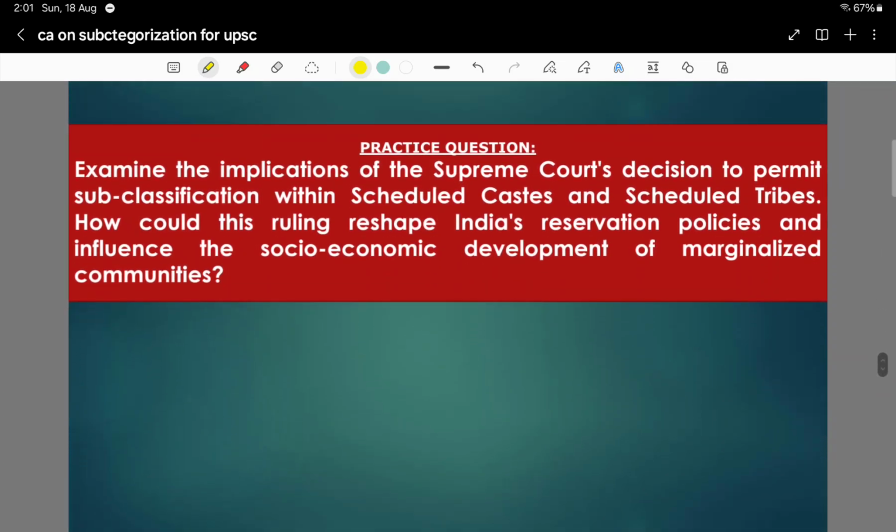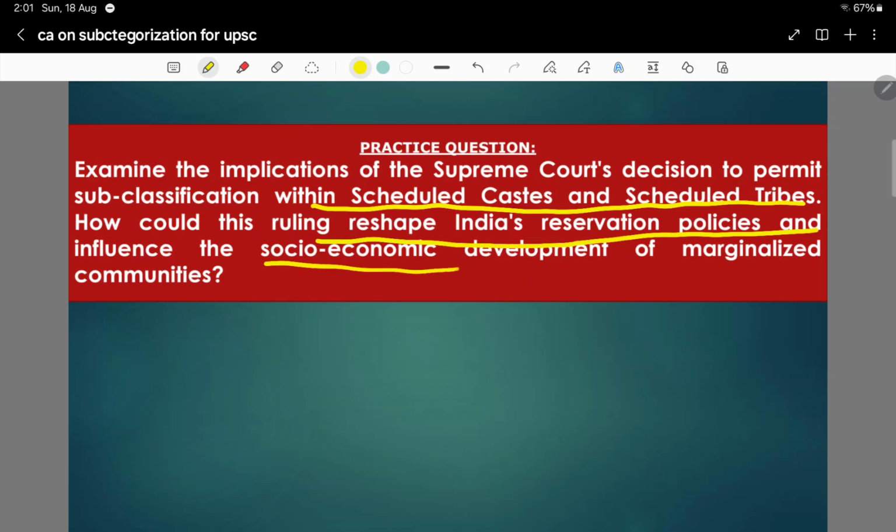And here comes the practice question. Examine the implications of the Supreme Court's decision to permit the subclassification within SCs and STs, and how this ruling could reshape India's reservation policies and influence the socio-economic development of marginalized communities. Do develop an answer and submit the same if possible. Practice this, understand the concept, so that you can easily go through the examination preparations.